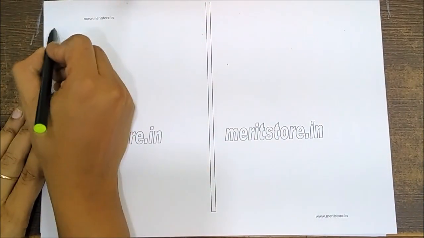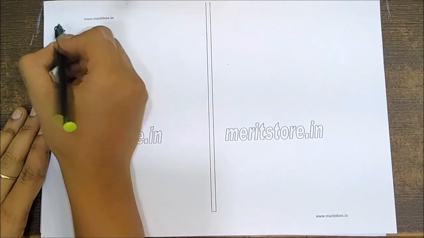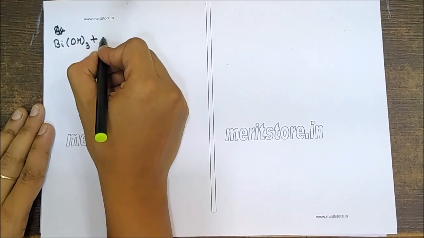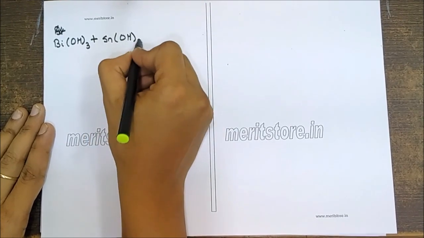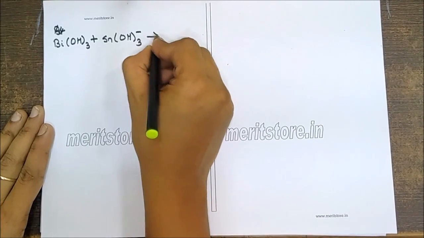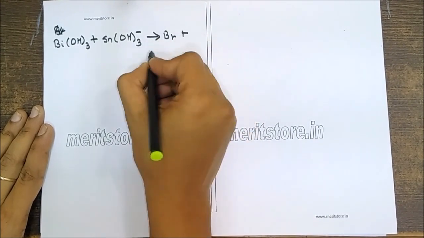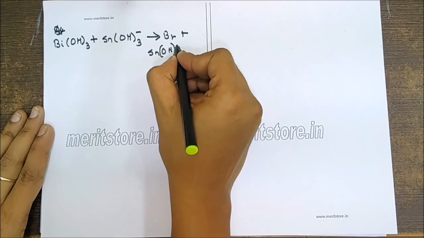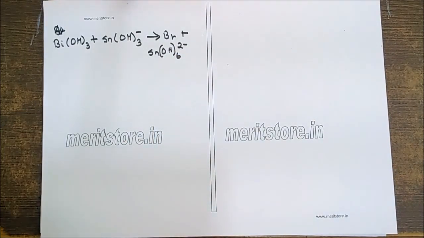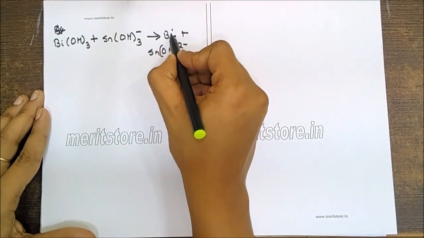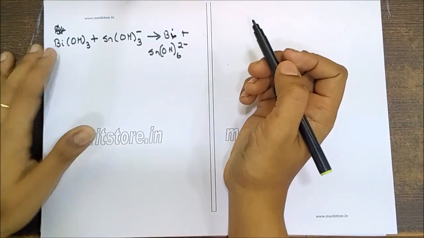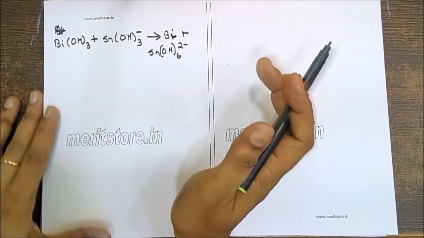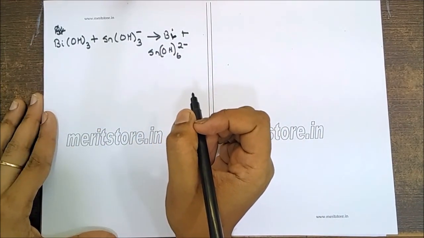Next example. Again I have to balance this redox reaction, the given redox reaction by oxidation number method. So the question will be given to you in this way. So let's continue with this example. We are going to first check for balancing. So Bi, 1-1 atom on each side, same way for Sn also, 1-1 atom for each side, so that is balanced. Alright, now after this we will have to assign oxidation number to each atom.